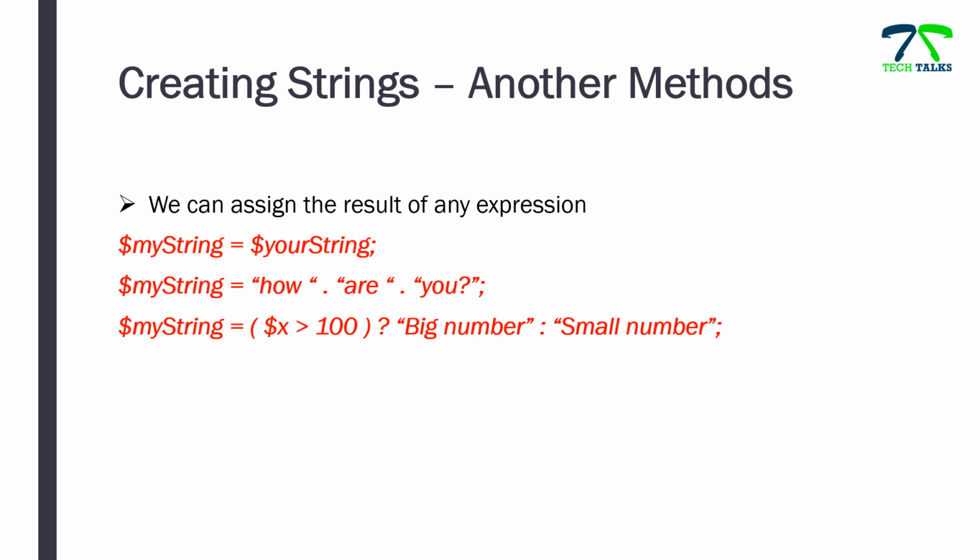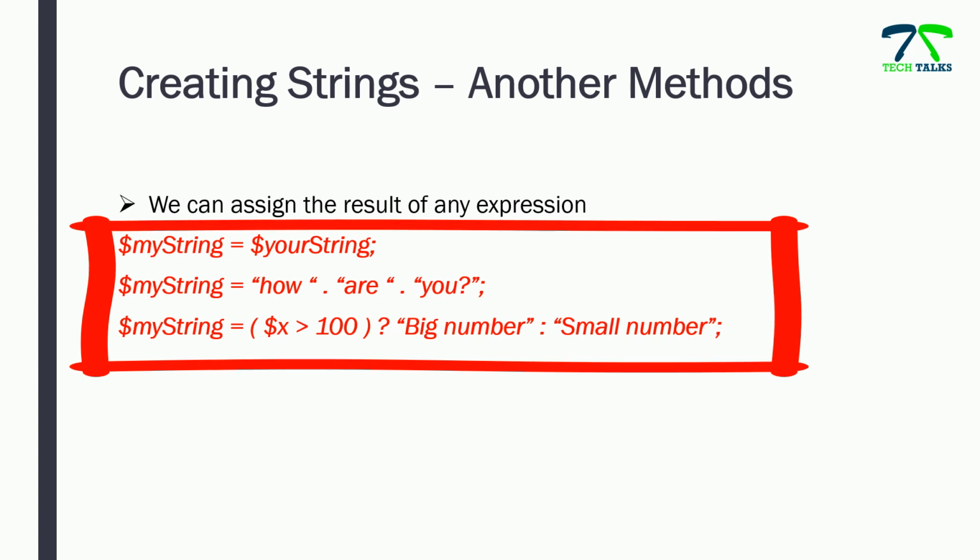Going forward, we don't have to assign a literal string value to create a string variable. We can assign the result of any expression, as we have mentioned below. That is, if we already have a variable, we can assign that variable to another variable. Also, we can use the dot operator here to store a string, and a regular expression can also be used to create a string.